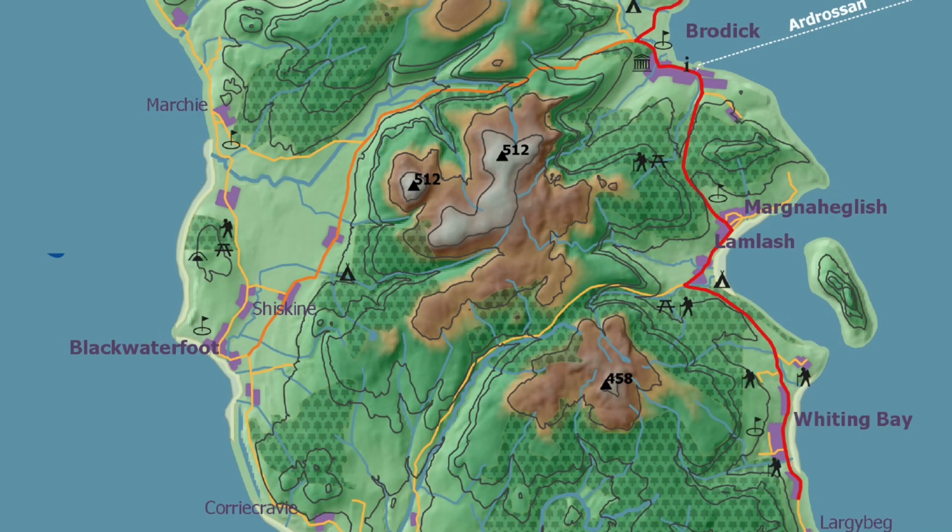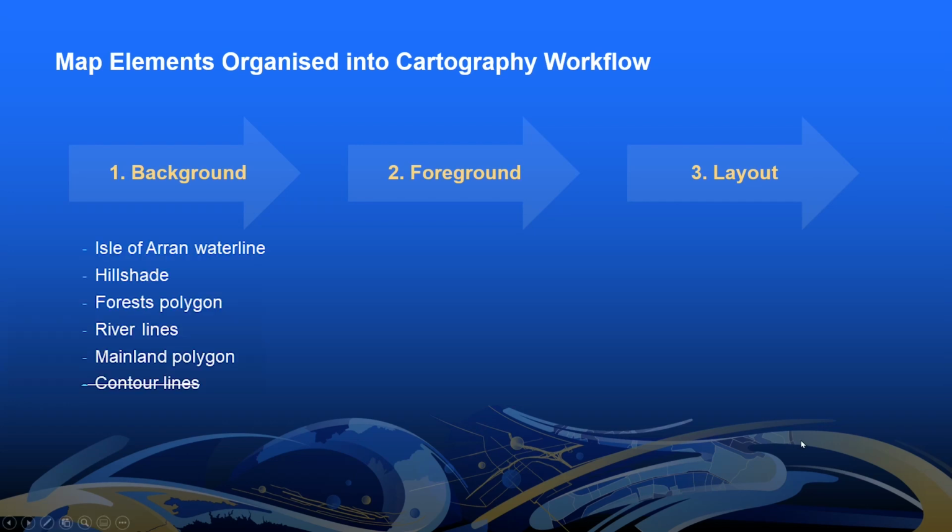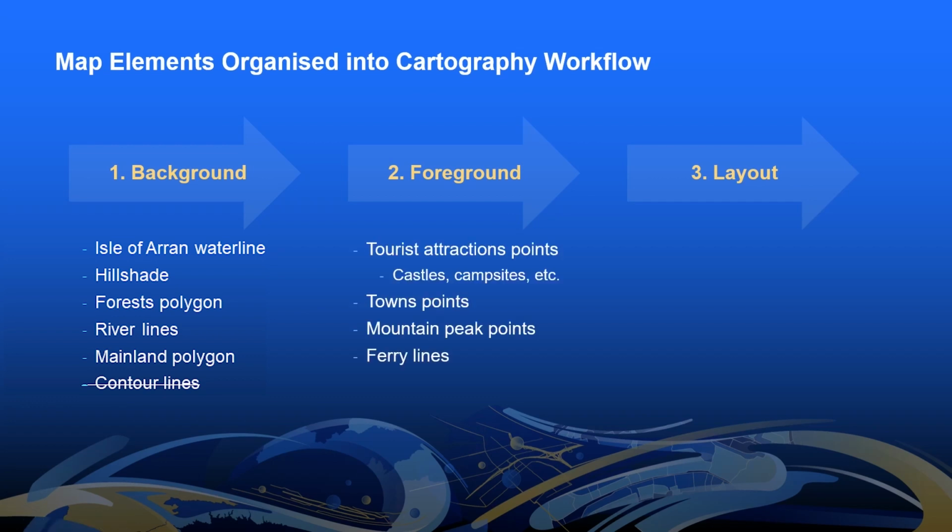So to avoid this, what I do nowadays is categorize all map components into one of three stages of my typical cartography workflow: background, foreground, and then layout. And anything that doesn't contribute to one of these three groups is redundant and it's not going to get included in the final visual. The background consists of all the layers that set the scene, whereas the foreground is made up of layers that carry the message of your map, which is in this case touristic points and places of interest on the Isle of Arran. And the layout includes all the non-geographic elements that are added in last.